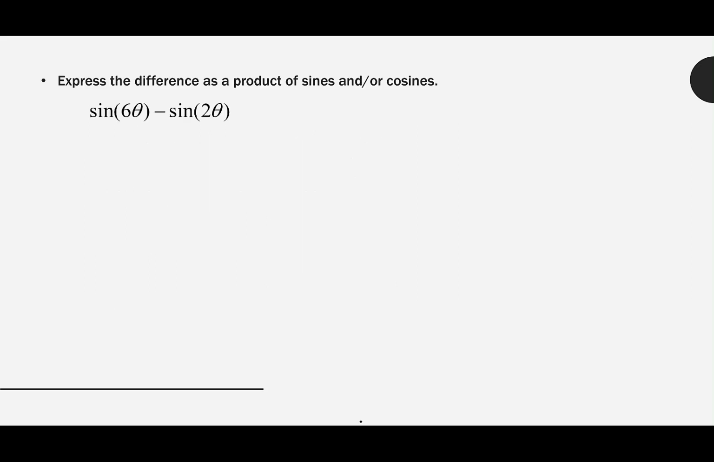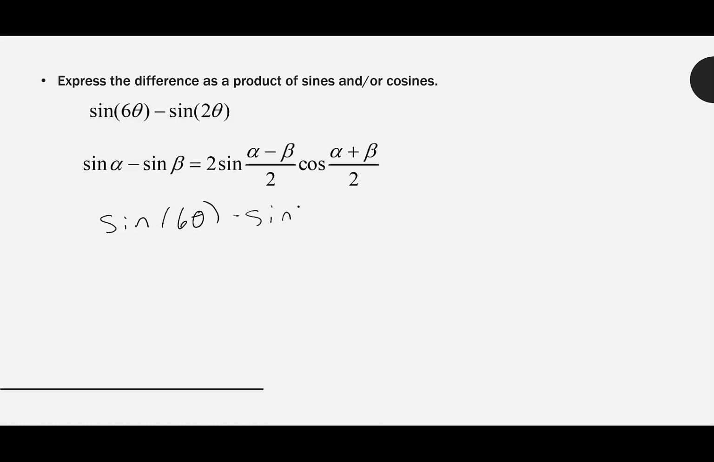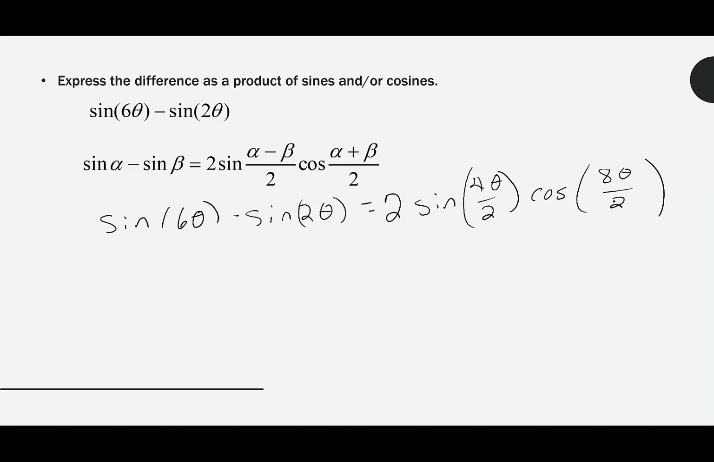Let's use those to express the difference as a product of sines and or cosines. I'm starting with sine of 6 theta minus sine of 2 theta. I'm going to use the formula for the difference of sines, which says sine of 6 theta minus sine of 2 theta is going to be 2 times the sine. 6 minus 2 gives me 4 theta over 2. We're going to multiply that by the cosine of 6 plus 2, which is 8 theta over 2. We'll reduce this to 2 times the sine of 2 theta times the cosine of 4 theta.